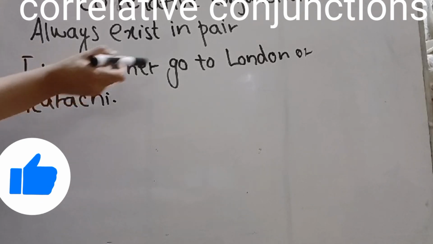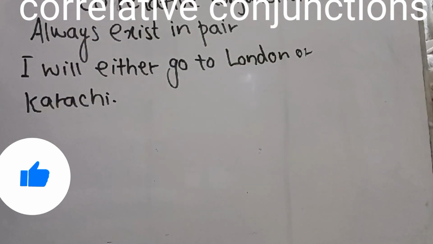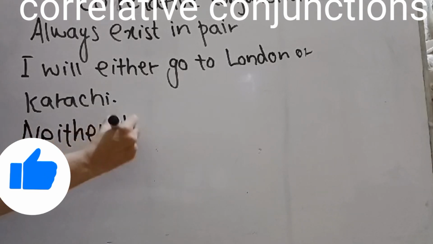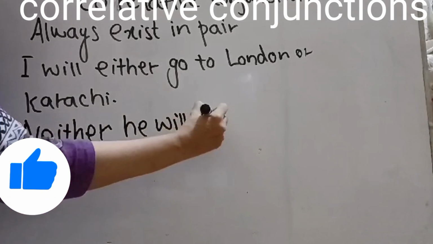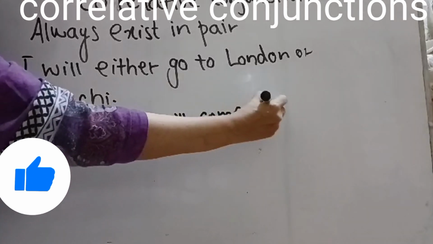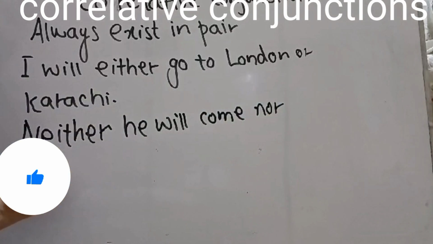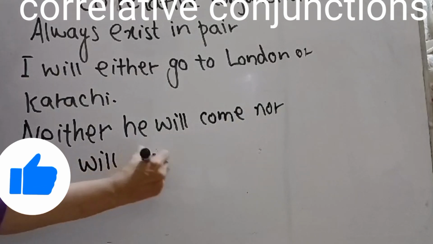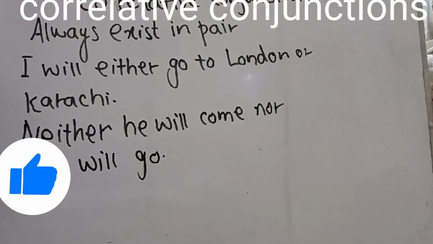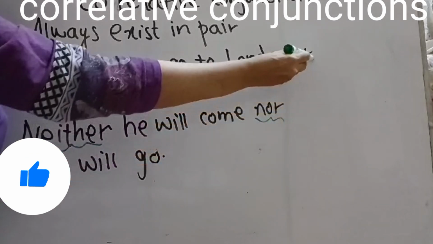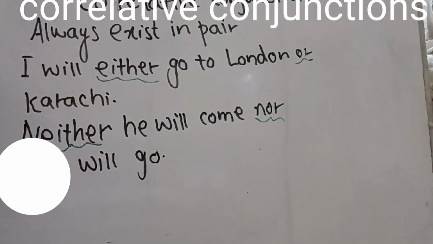Neither he will come nor you will go. So neither nor is also called a correlative conjunction. Neither nor, either or, which always exist in pairs, are called correlative conjunctions.